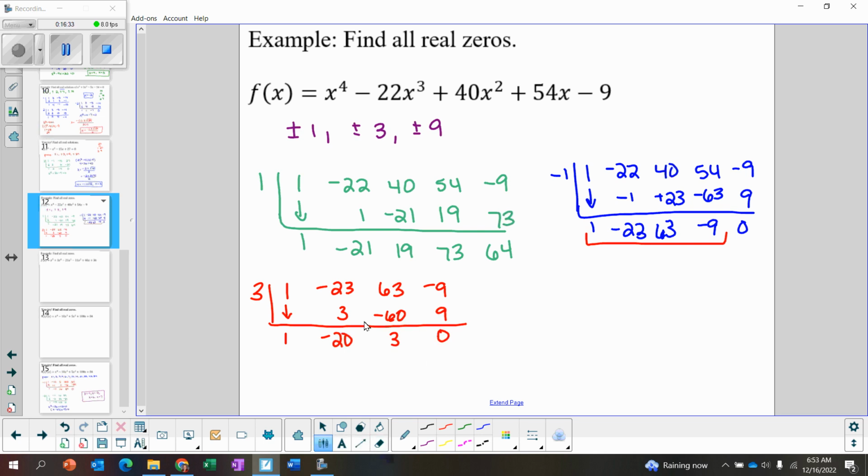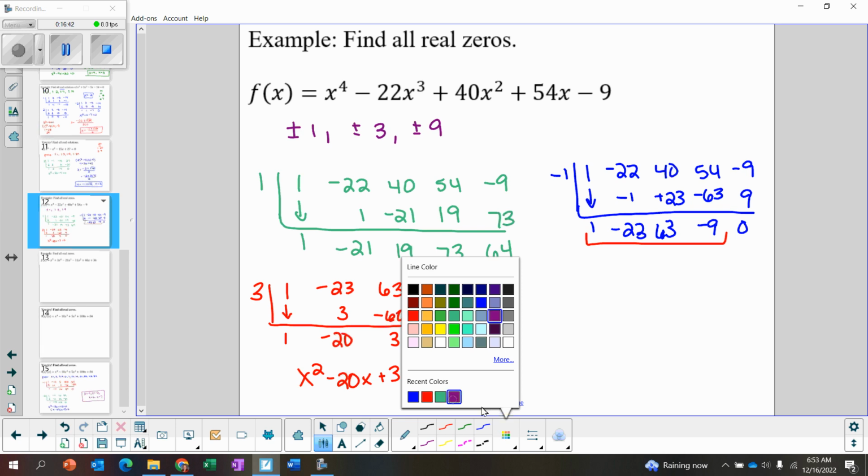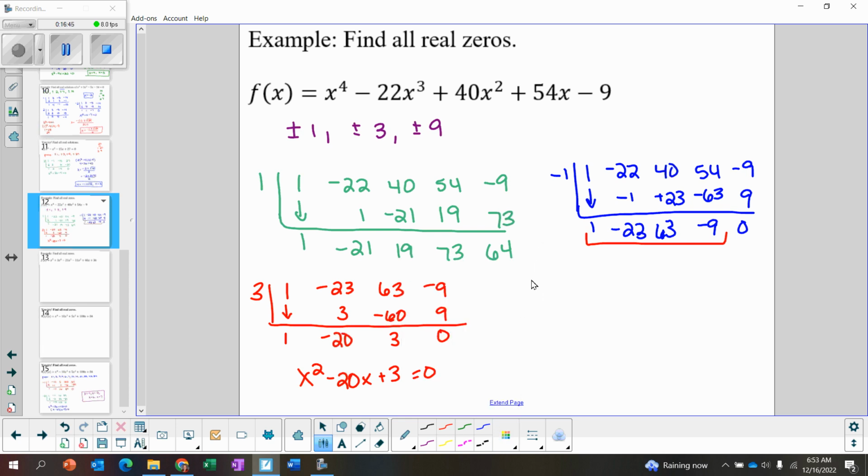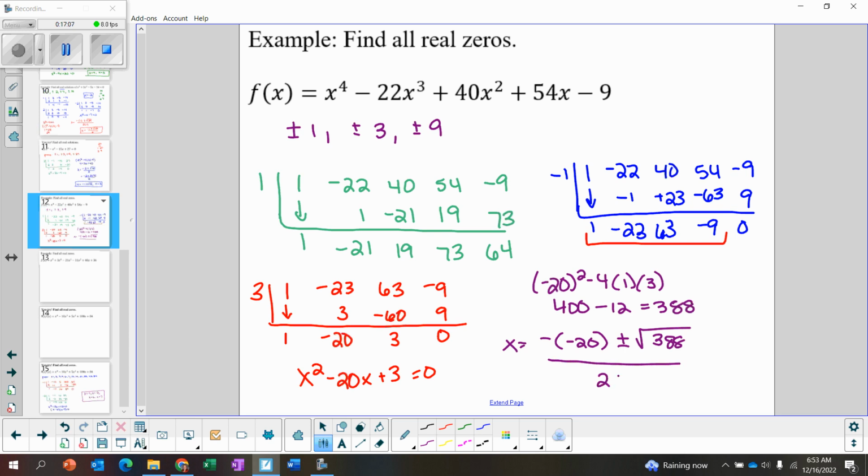So now I'm left with x squared minus 20x plus 3. And this remaining can be solved with the quadratic formula. B squared minus 4ac, 400 minus 12 is 388. That's going to be negative b plus or minus the square root of 388 all over 2 times 1.